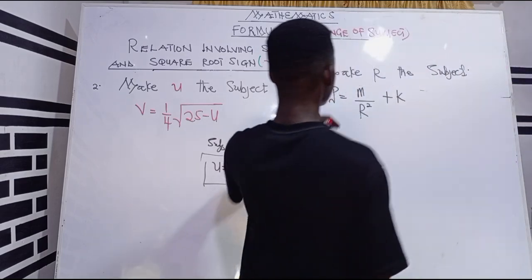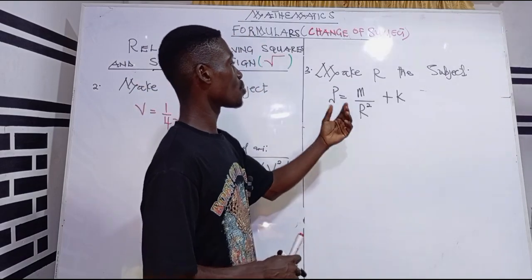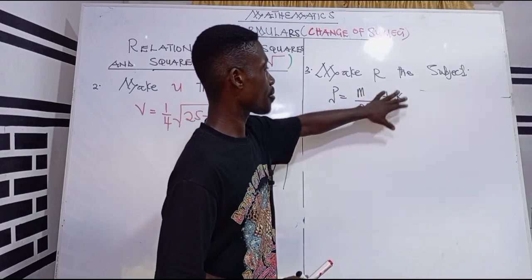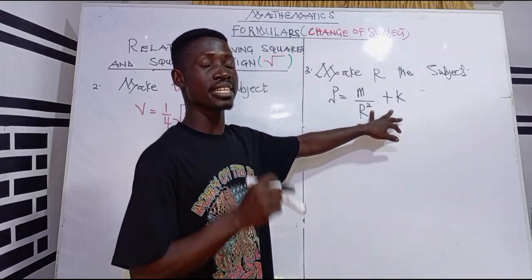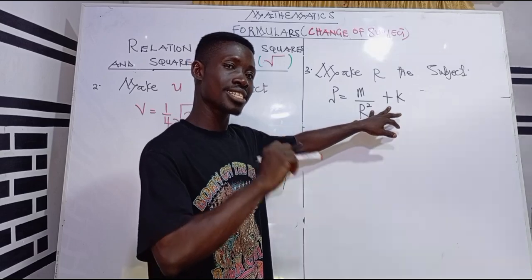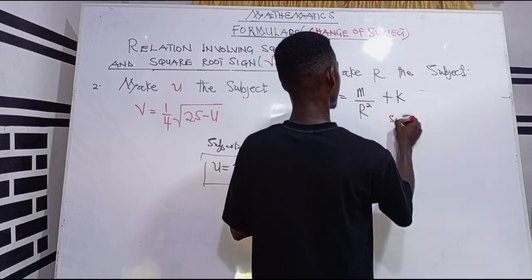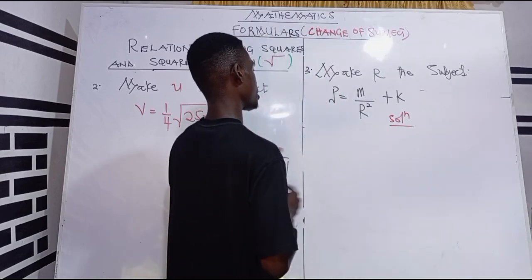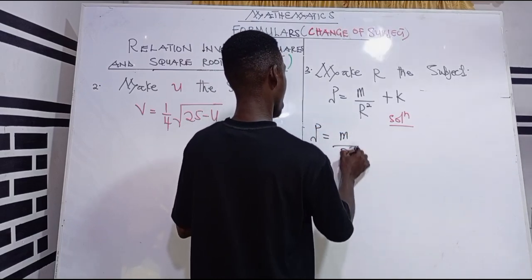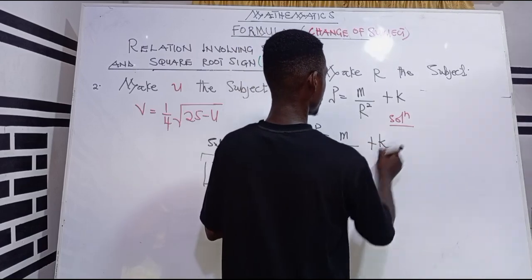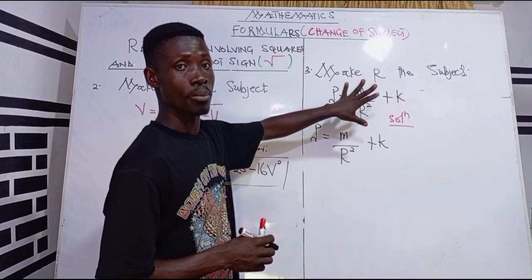So we have our third example. Now with this one, we have a formula which involves a squared variable. And then the variable we intend to make the subject is squared. So let's see how that one also goes. Okay, so we have our solution. Let's rewrite the question or the formula. We have P is equal to M all over R squared plus K. Good. Now we are to make R the subject of this formula.